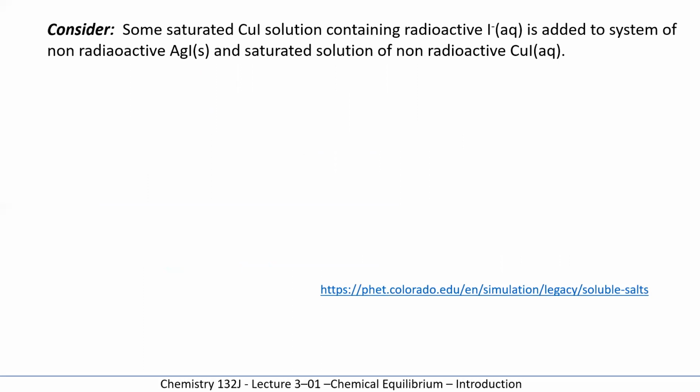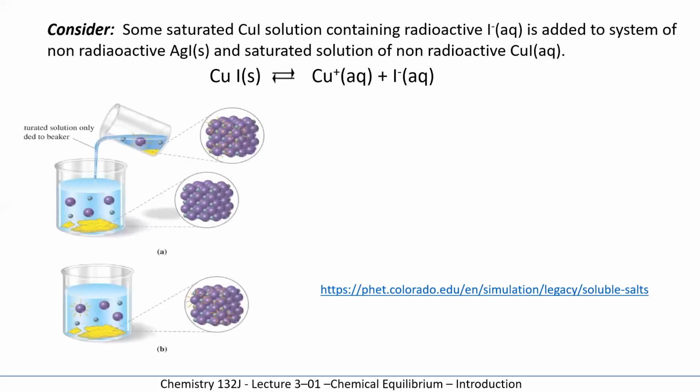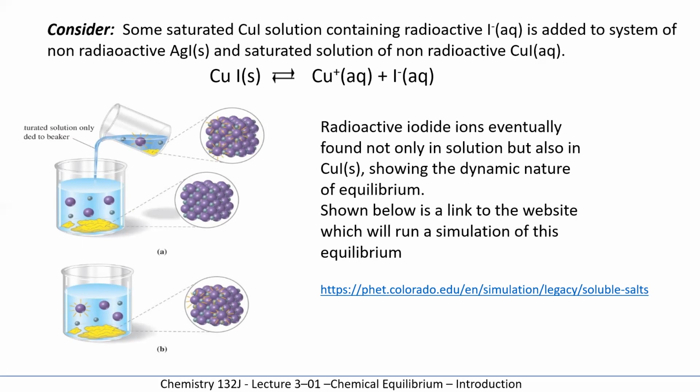To give you an example of an equilibrium that demonstrates there's something dynamic happening, if you take a saturated copper iodide solution and place radioactive iodine in the system, with non-radioactive silver iodide sitting in the bottom of that solution, what happens over time is the iodide ion, which is radioactive and can be traced, will actually be found in the silver iodide sitting at the bottom of the solution.